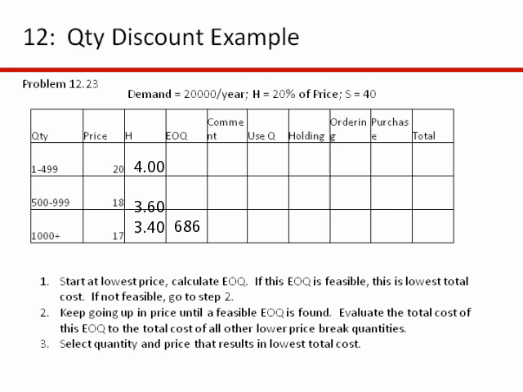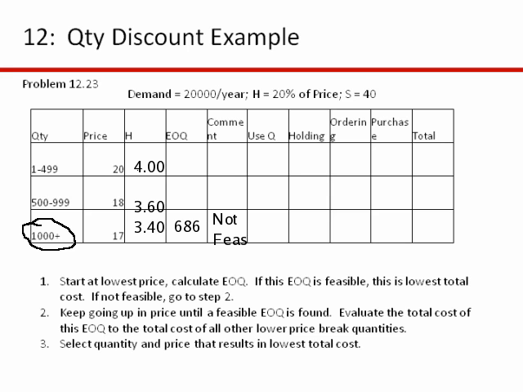All right. Now, here's where you ask, can I buy 686 units for $17? Well, the answer is no. You have to buy over 1,000 units to get this $17 price. And so this is not feasible. This EOQ, I cannot buy 686 for $17. So I'm going to put not feasible there.